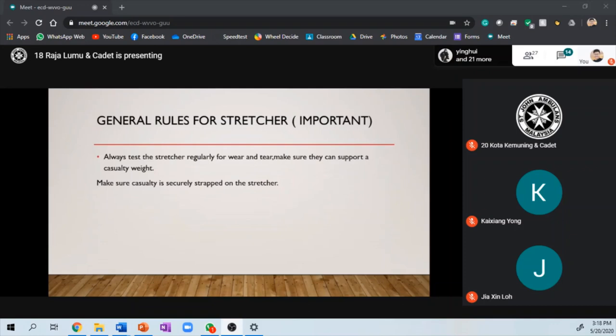And the next one is make sure the casualty is securely strapped on the structure. This means after we put the casualty in the structure, we need to strap the casualty for more safety. Or later they fall or become unbalanced, then slide out. So we have to secure, tie, not so tight. There is a way to do it, but like this MCO, we can show you how to do it and let you try it. After this, maybe we get a chance, we will let you all try it.